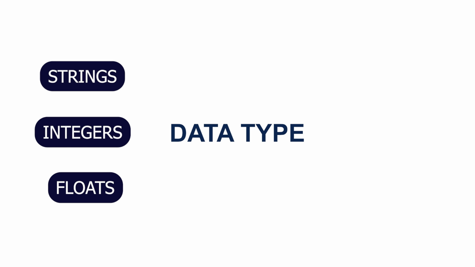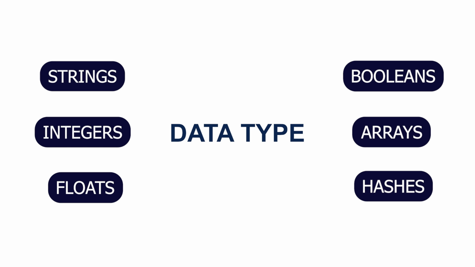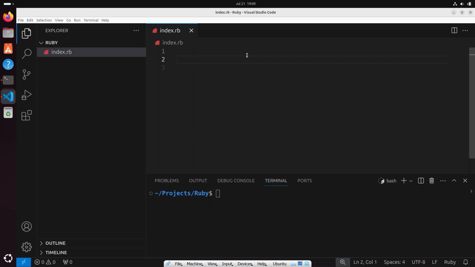Now let's go through the different types of data types available in Ruby. The most common data types are strings, integers, floats, booleans, arrays, and hashes. So we'll go over them one by one and see examples of all of those. First, let's start with strings. Strings in Ruby are represented using single quotes or double quotes.